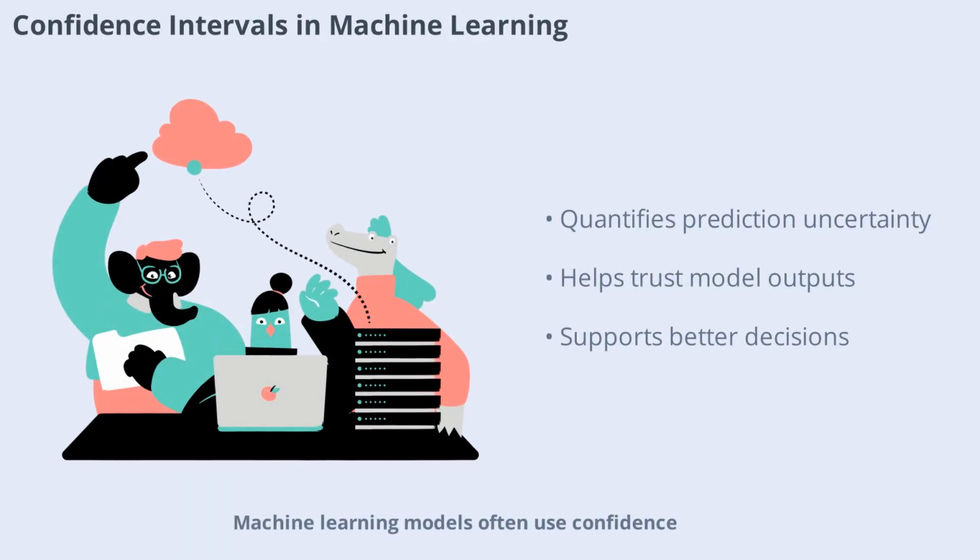Machine learning models often use confidence intervals to quantify uncertainty in predictions. For example, a model might predict a house price of $300,000 with a confidence interval from $280,000 to $320,000. This helps users understand the reliability of the model's predictions and make better decisions based on the results.